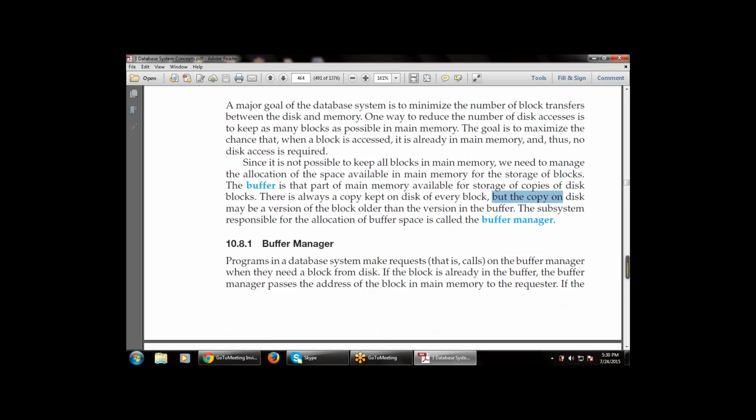If the block is already in the buffer, the buffer manager passes the address of the block in main memory to the requester. So what is the role of the buffer manager? It manages the buffer, so that blocks are kept and managed by the buffer management.